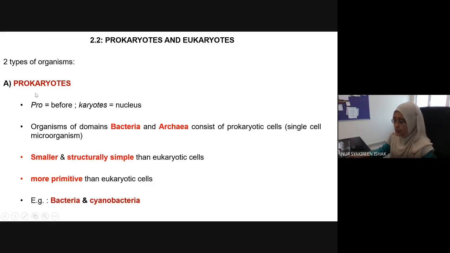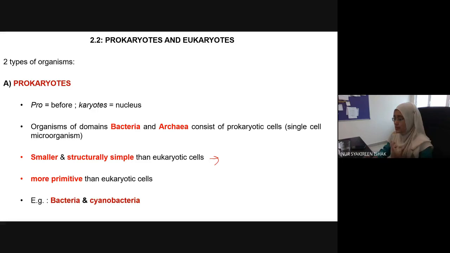So prokaryotes, what does it mean? Pro means before, karyote means nucleus. So these are organisms that exist before organisms that have a nucleus. They are more primitive organisms and exist earlier than eukaryotes. Prokaryotes are in the domains of bacteria and archaea, consisting of prokaryotic cells, which are single-cell microorganisms. The size is smaller and structurally more simple than eukaryotic cells.